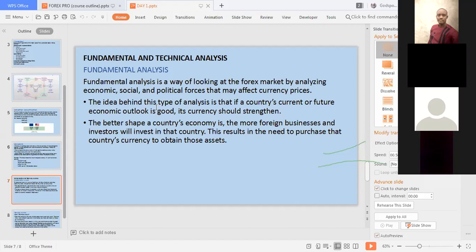So, if you look at the bottom of that statement, they said the idea behind this type of analysis is that if a country's current or future economic outlook is good, its currency should strengthen. Now, the better a country's economy is, the more foreign businesses and investors will come in. Are you with me? And this results in the need to purchase that country's currency to obtain those assets.